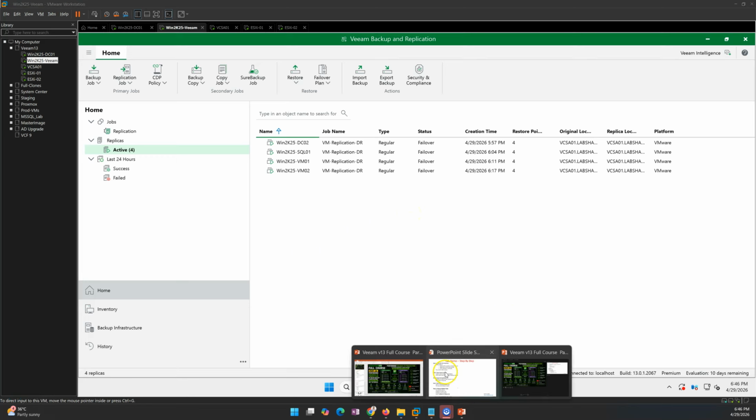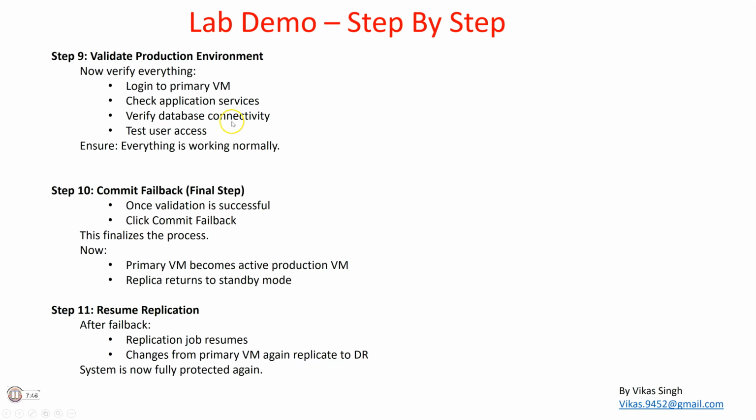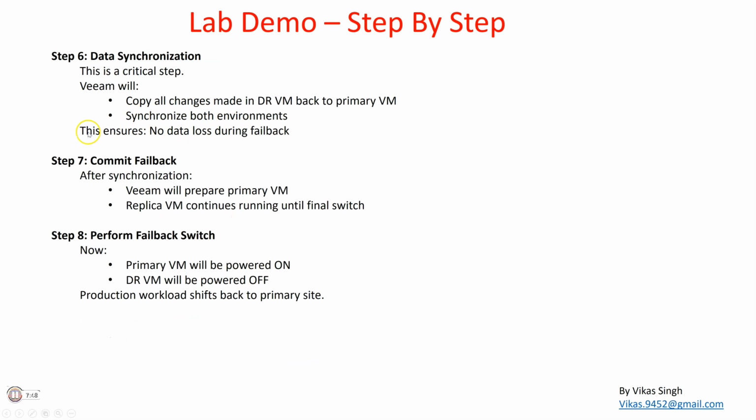Now this is going to start the failback process. The very first thing is data synchronization. This is critical. Veeam will copy all the changes made to the DR VM back to the primary VM, and then synchronize both environments. This ensures no data loss during the failback, and then it's going to commit the changes. After synchronization, Veeam will prepare the primary VM. The replica VM will continue running until the final switch is completed, and then it's going to perform a failback switch. Primary VMs are going to be powered on, and DR VMs are going to be powered off. Production workload is shifted back to the primary data center. This is what is going to happen.